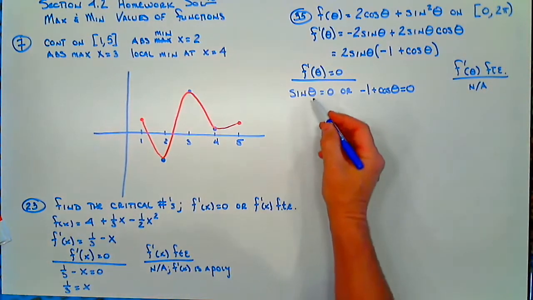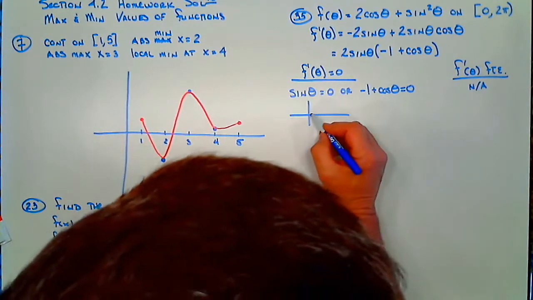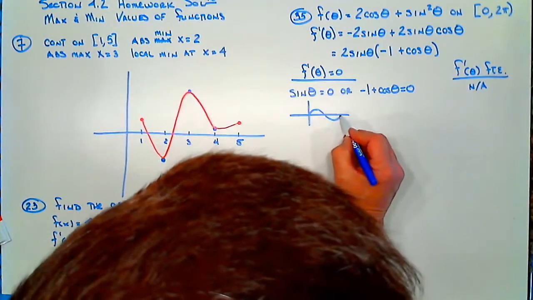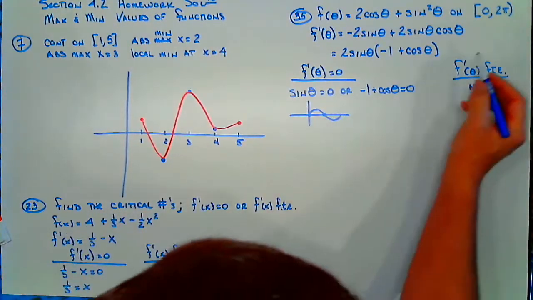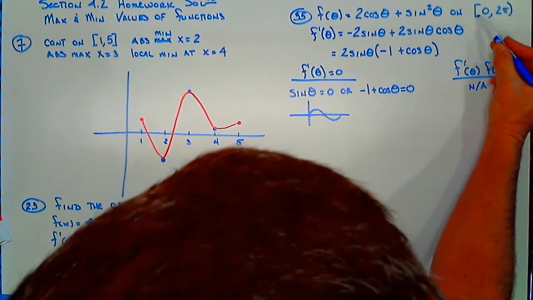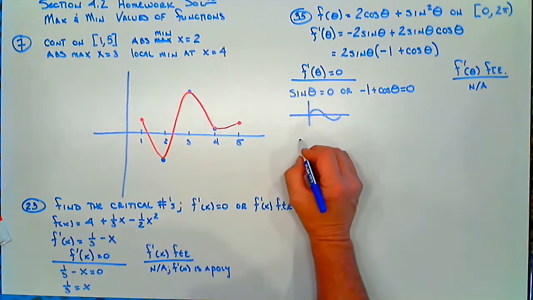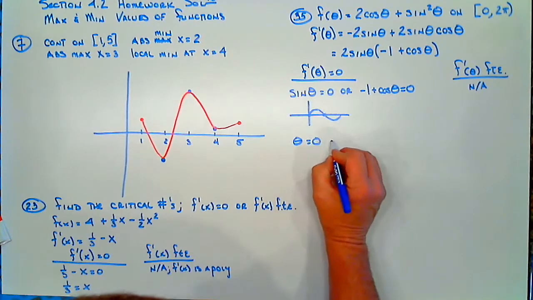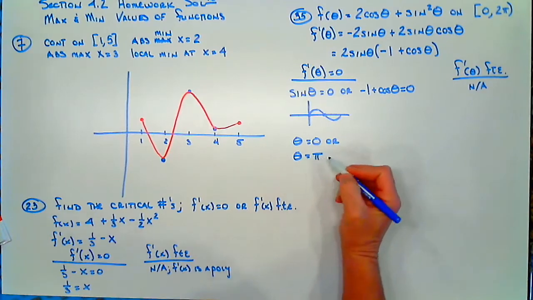So what do we get here? Well, to solve this, the quickest way to solve when does sine equal 0 is just to draw yourself a quick graph of sine. Sine is 0 at 0 and at pi. I've got an open interval at 2 pi because we don't want to double count 0 and 2 pi. So what do we get here? We get theta equals 0 or theta equals pi.